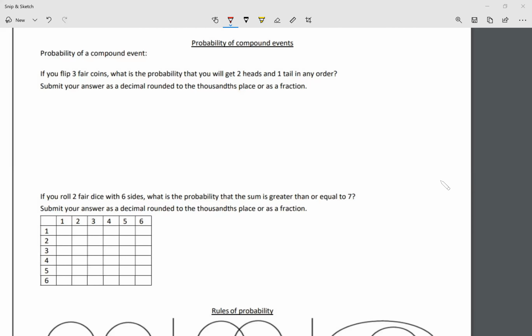Now, the probability of compound events is basically the probability that multiple events are going to occur at the same time or in succession. So one after the other. They all happen at the same time or one after the other. That's what we call the probability of compound events. So basically, we're going to be combining things.